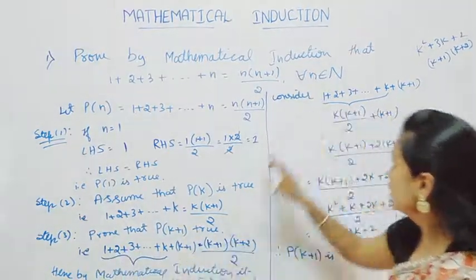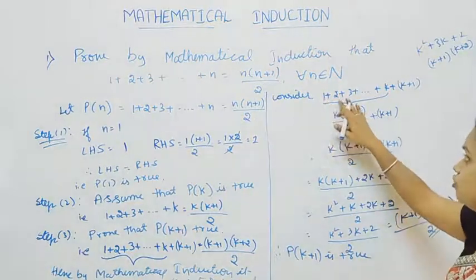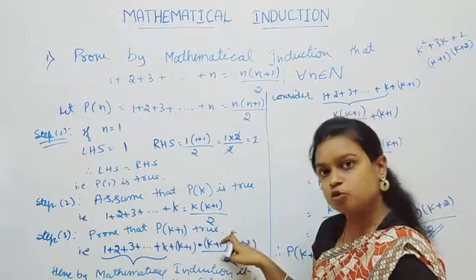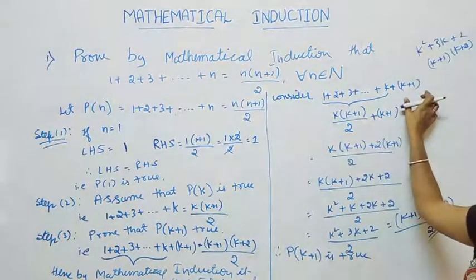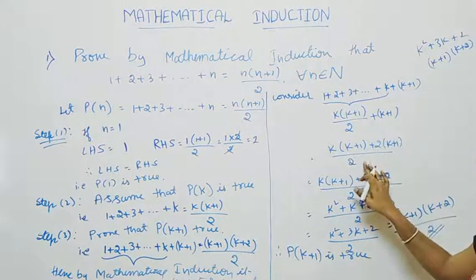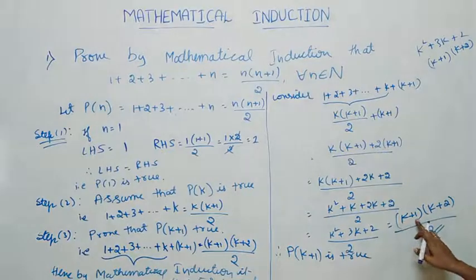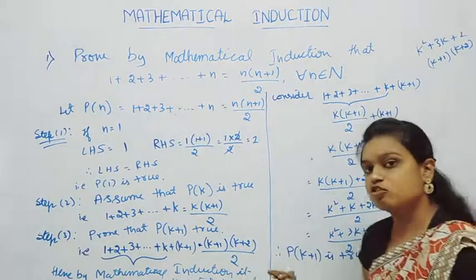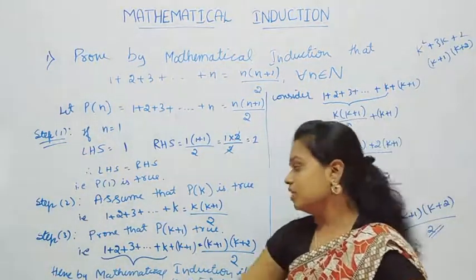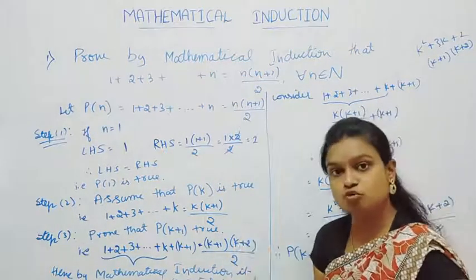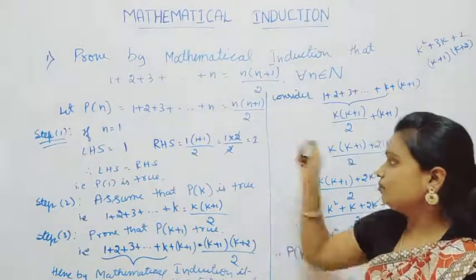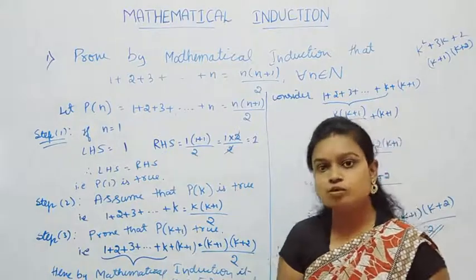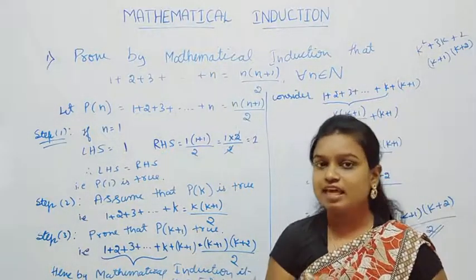Okay, so for that consider the LHS. We know that 1 plus 2 plus 3 plus etc. plus k is equal to, what we assumed ourselves, k into k plus 1 divided by 2. So replace it. The remaining term is k plus 1. So take LCM and simplify, you will get k plus 1 into k plus 2 divided by 2. Therefore p of k plus 1 is also true. Hence by mathematical induction the given statement is true for all natural numbers. If these three steps are true, the given statement is true for all natural numbers. Understand? I will do some more problems using mathematical induction in my next session. Okay.